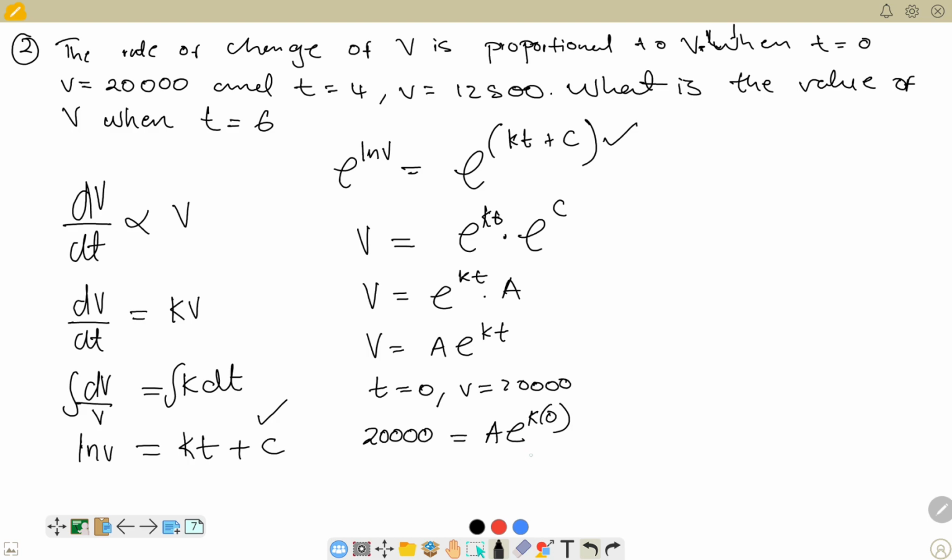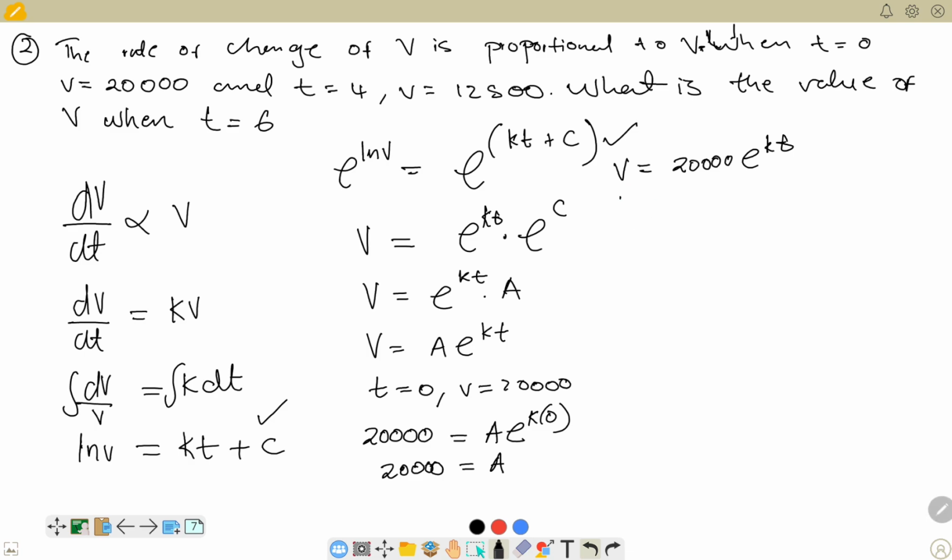So we can see that 20,000 is equal to a, because e to the power k times 0, k times 0 is 0, and e to the power 0 is 1. So that is simply just going to be a. When we substitute back into our new equation, we replace a with that 20,000. So we have v equals 20,000 e to the power kt.